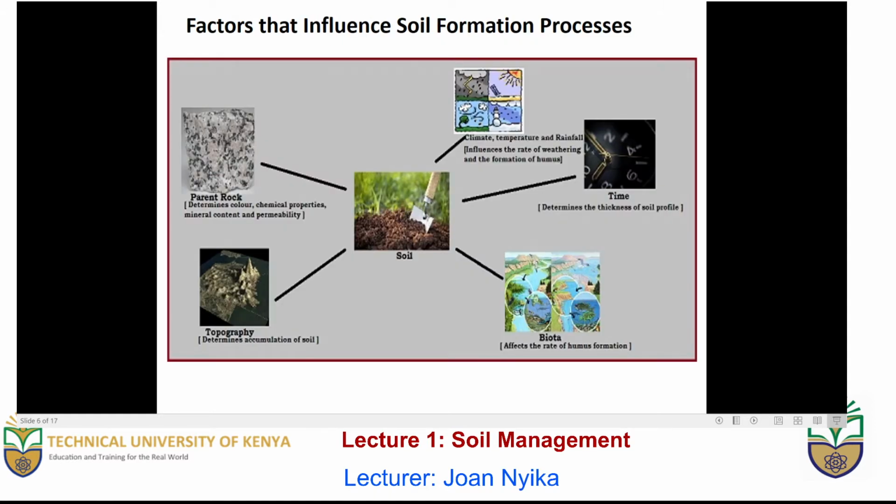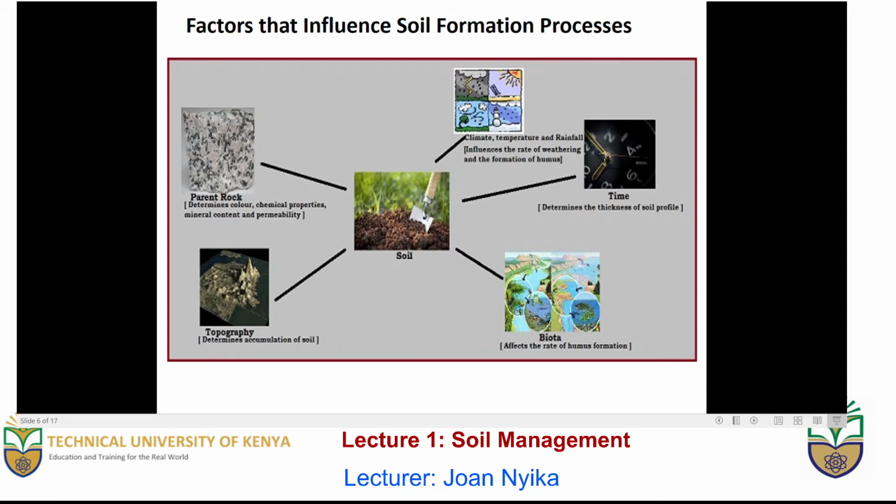What are the factors that influence the formation of any part of a soil or any horizon of a soil? It could be either the parent rock, the climate, the time, the biota, or the topography. The parent rock determines the color, the chemical and mineral content, and the ability of soil to hold or allow water to pass. Usually, some soils are red and others are black. These are a result of the mineral and chemical properties, and these usually define the ability of the soil to be used in plant growth.